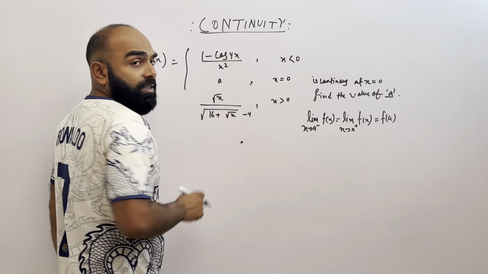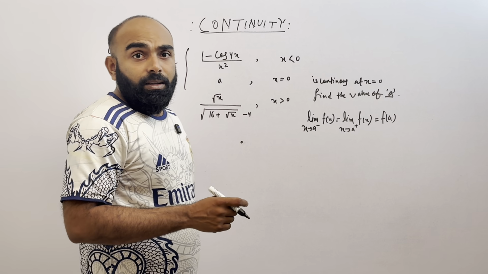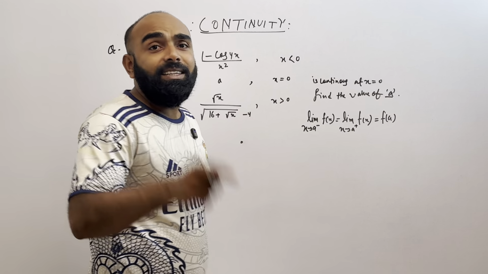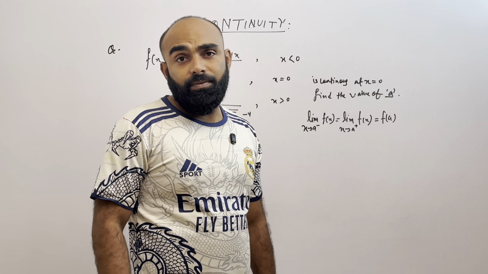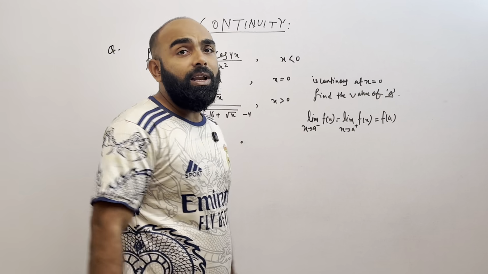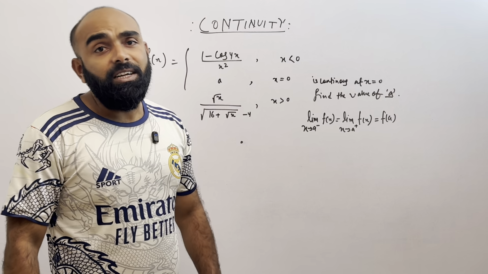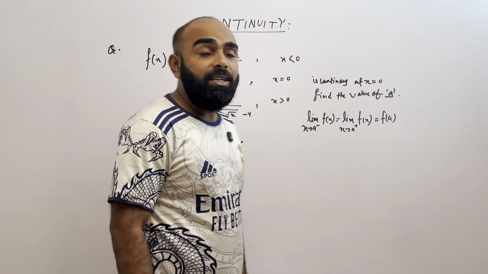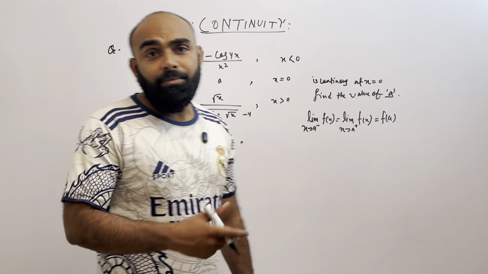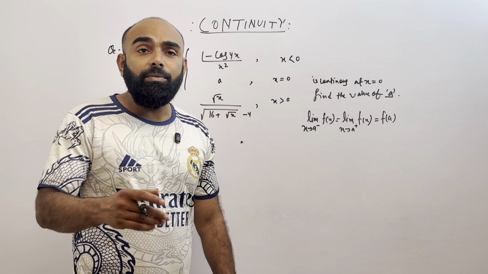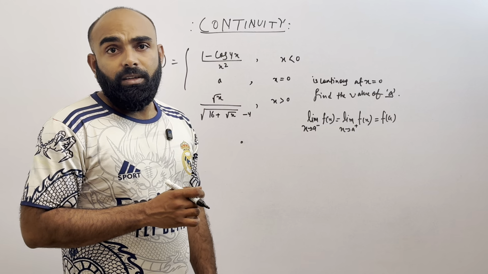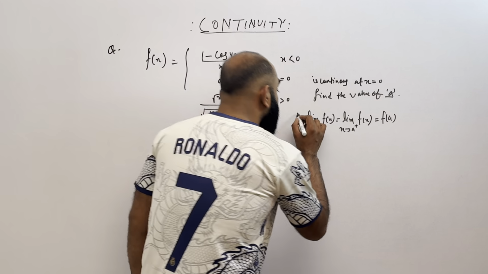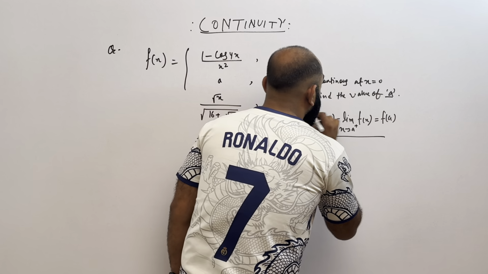You have to keep the function value. We have to check f of a also. If these three are equal, then I can say the given function is continuous. If any of them are not equal, I will say the function is discontinuous. It might happen sometimes that the right hand limit is equal to the left hand limit, but f of a is not equal to the left hand limit, or the right hand limit, or both. You got my point? So for a given function to be continuous, this condition has to be satisfied.